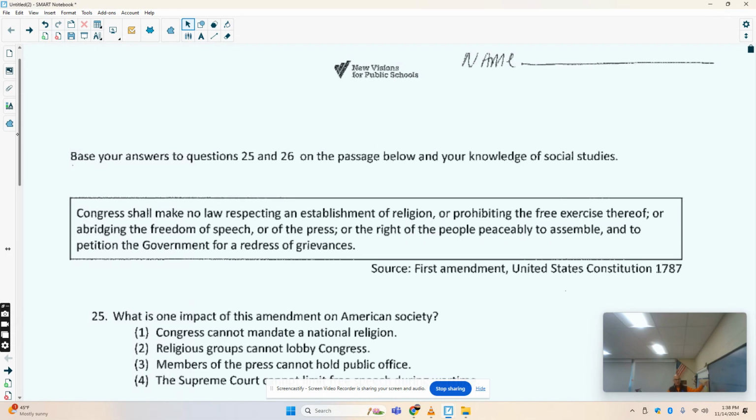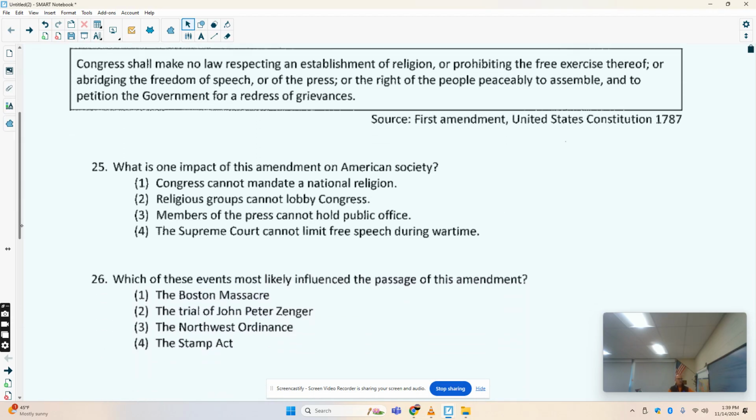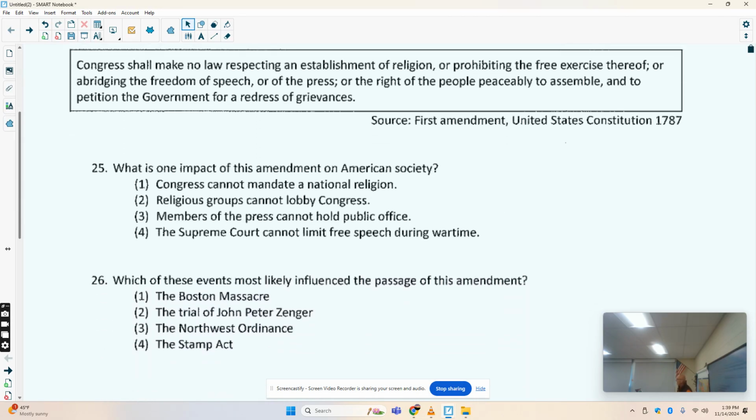It's the First Amendment, U.S. Constitution. When was it created? First Amendment went into effect. It was drafted in 1787. It became ratified in 1788. Okay? First Amendment actually will not be ratified until 1791, but it was drafted in 1787 at the convention. Which of these events most likely influenced the passage of this amendment?